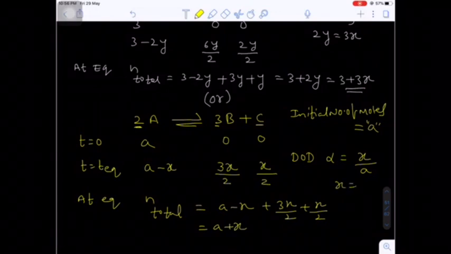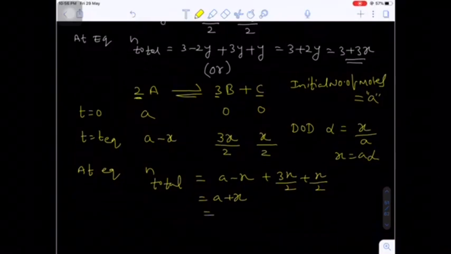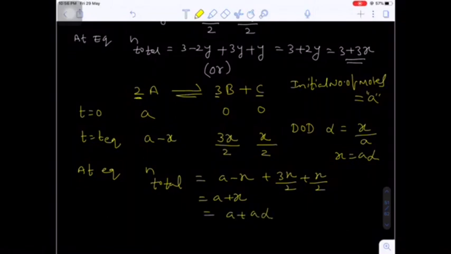Now what is the x value here? X is equal to a into alpha. Now instead of x I am writing a plus a alpha. What is the a? Initial number of moles. What is the alpha here? Degree of dissociation. So this is the final answer. In general, we can solve like this: a plus a alpha. Are you getting my point?